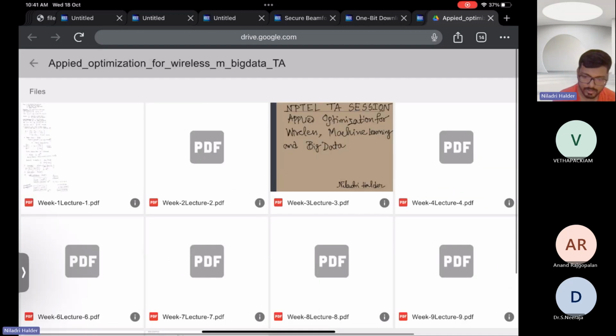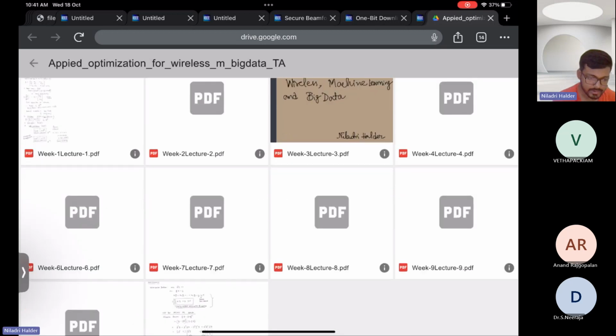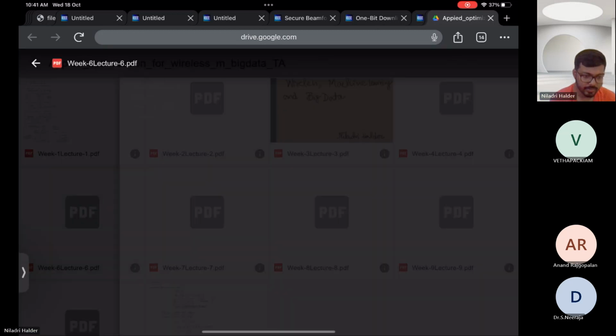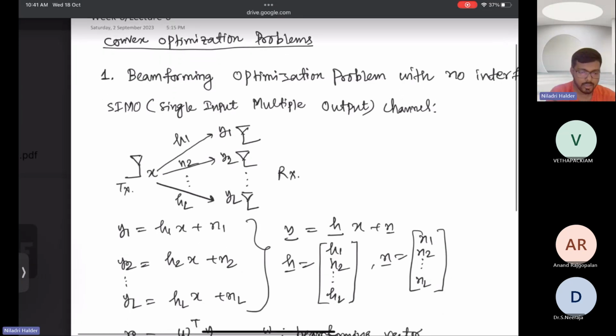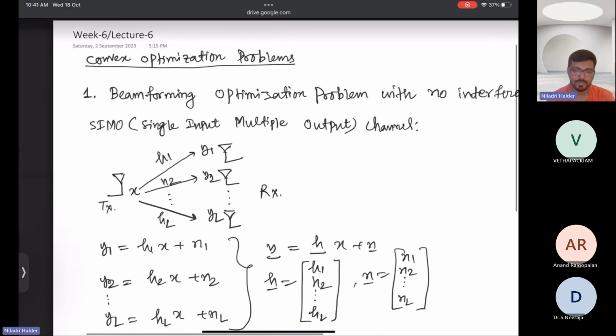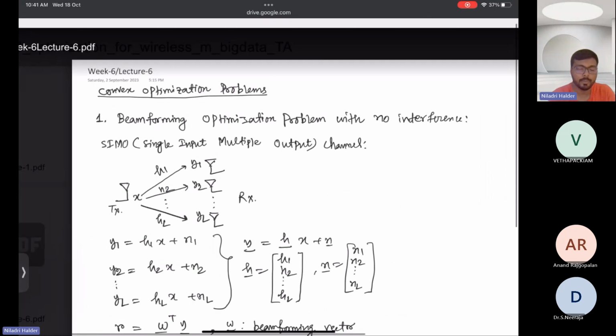Then week 6, sorry, week 6. So this is the beamforming optimization problem. These are the applications of convex optimization problems.